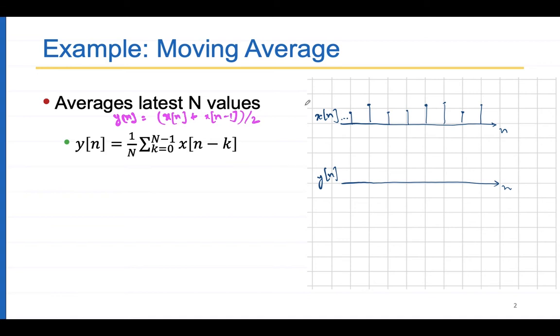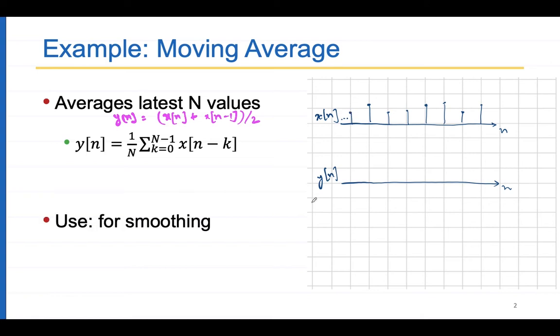And in general, if I want to average capital N values, then I can write it like this: x of n plus x of n minus 1, and so on up to x of n minus capital N minus 1, divided by capital N. Right? So what does that mean?